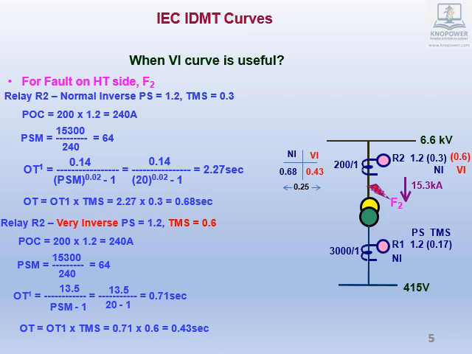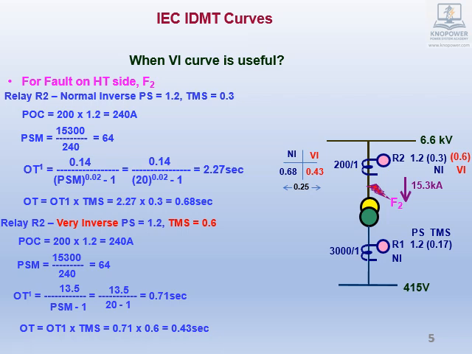Next, we will consider VI characteristics. Relay setting is already fixed in previous slide. PS equals 1.2 and TMS equals 0.6 shown in red. POC equals 200 into 1.2 equals 240 amps. PSM equals 15.3 kiloamps by 240 equals 64, much greater than 20. Hence in IEC equation for PSM, again we will substitute only 20.